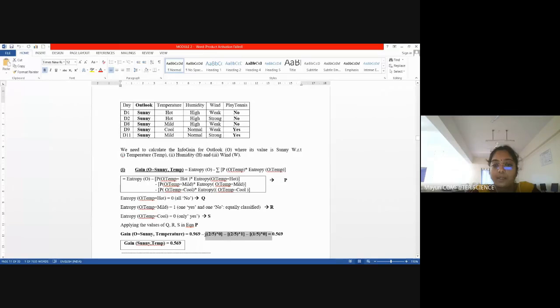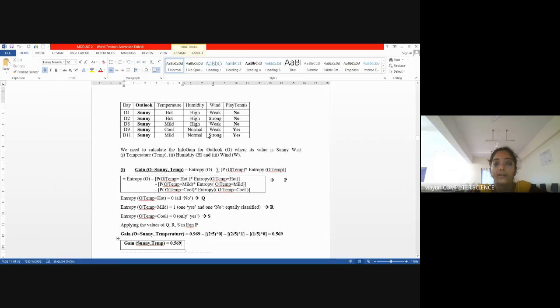How about the next one? That is done with hot. Next is mild. Mild also has 2 values out of 5 values. So 2 by 5 into 1 because equally classified. Here mild is yes and no. Out of 2, 1 is no, 1 is yes. Then cool is only one value out of 5 values. Minus 1 by 5 into, since it's fully classified with yes, only one value, it is 0. If you do that, now you got 0.569. Like that, you have to do the same for sunny with humidity, then with wind.